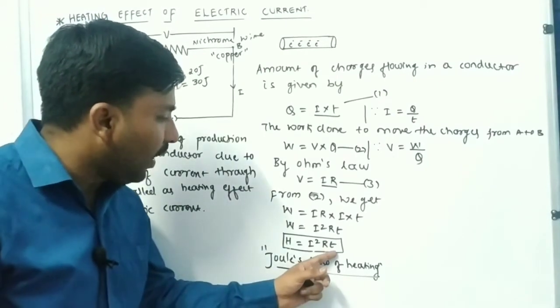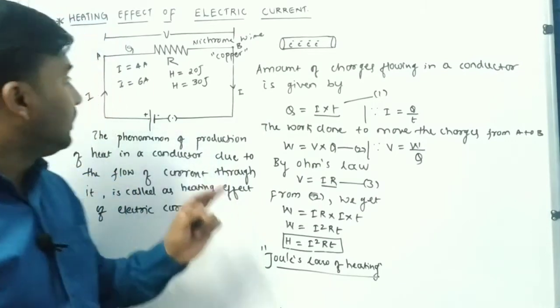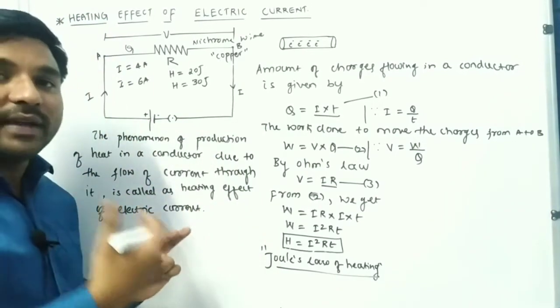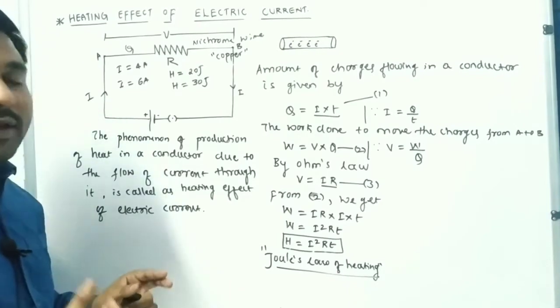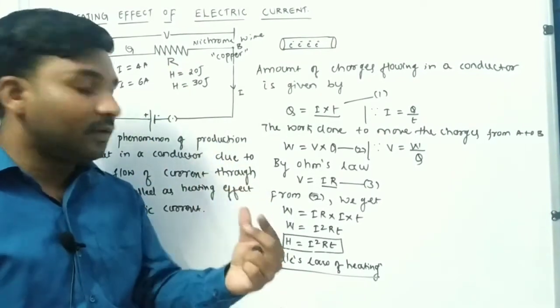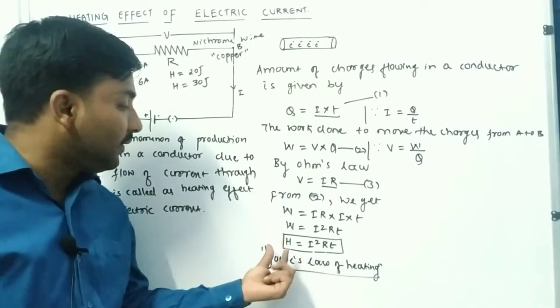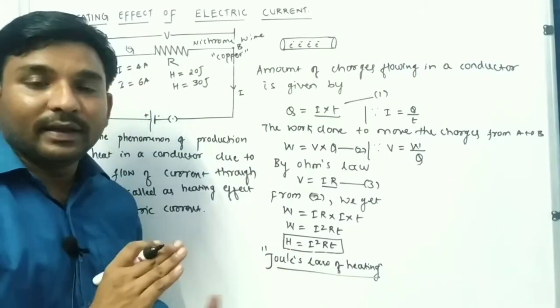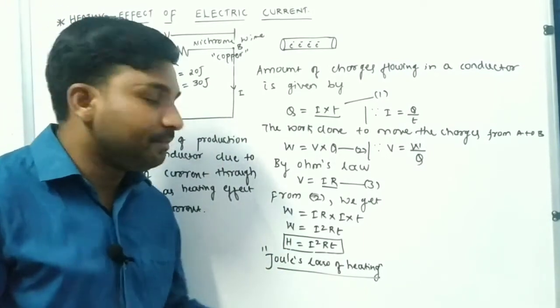Now here we have T, which stands for time. For how much time are we passing the current? For 1 hour, 2 hours, or 3 hours we are passing the electric current through this conductor. That also affects the heat production. The time also determines how much heat is produced in a conductor. So this is called Joule's law of heating.